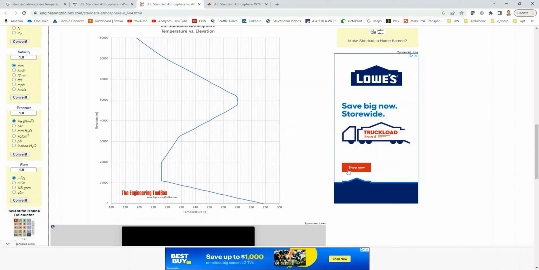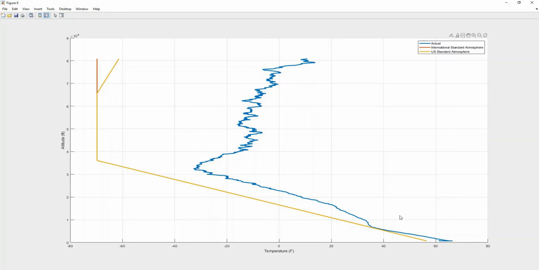So what would be interesting is, let's overlay our measured temperature profile with this predicted standard U.S. atmosphere. And let me see if I have a picture of that. So let me do that right here. So here we go. Here is our actual data in blue, and then we have both the international standard atmosphere model and the US standard atmosphere model, which really don't differ too much until you get up here to higher altitudes.